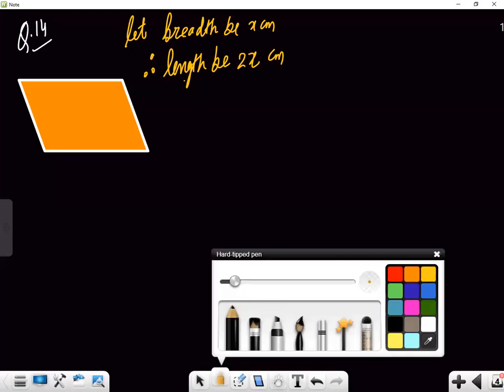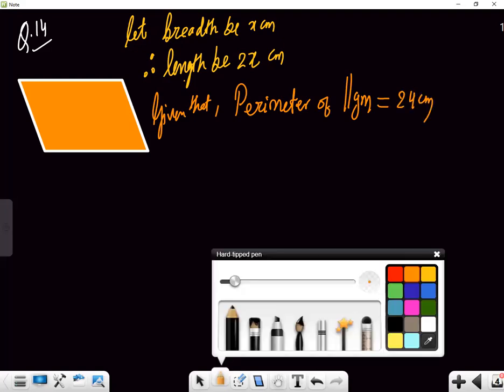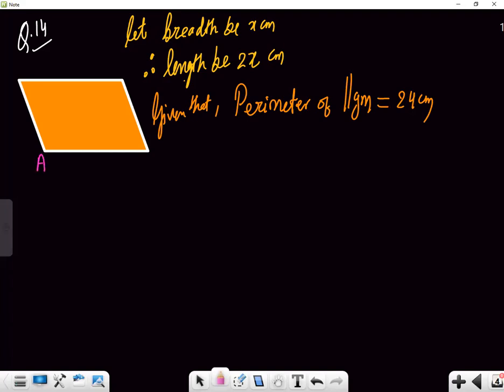And what is given here? Given that perimeter of parallelogram is 24 centimeter. Okay, now look in the diagram, just name it. This is A, this is B, C and D. The length of AB and CD both are equal, so this is the length. This is 2x and this is also 2x, and this is x and this is also x.